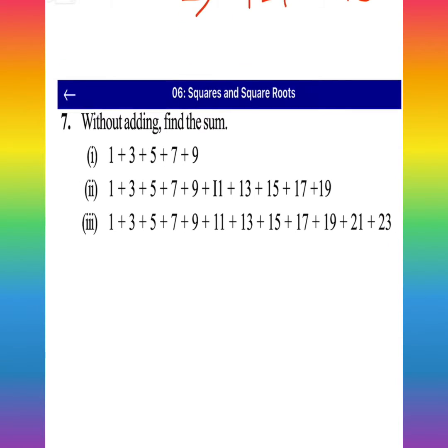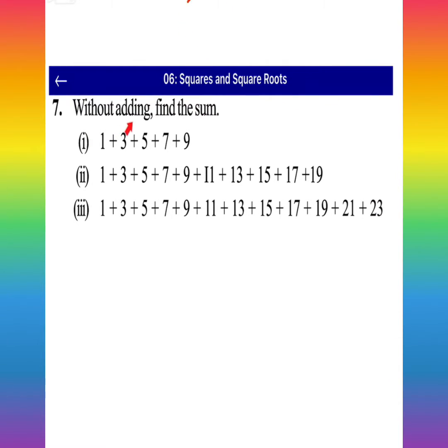व्हाट इज क्वेश्चन 7? यस, विदाउट एडिंग फाइंड द सम. अब आपको ये ऐड नहीं करना है और इसका रिजल्ट बता देना है. सो व्हाट इज द मैजिक? हियर यू कैन सी दैट देयर आर हाउ मेनी डिजिट्स गिवन, that is 1 2 3 4 5. So you will write the square of 5, then you will get the final result.